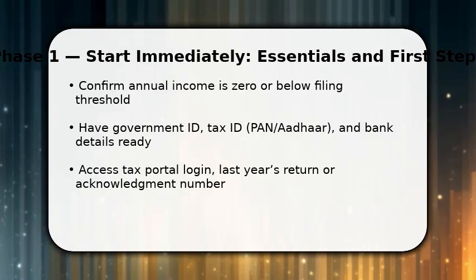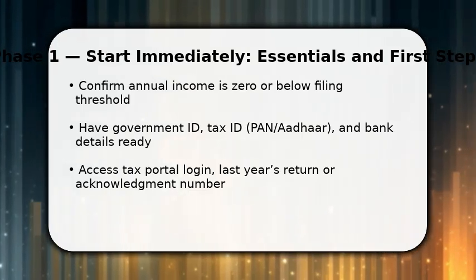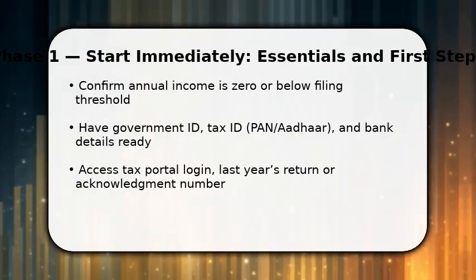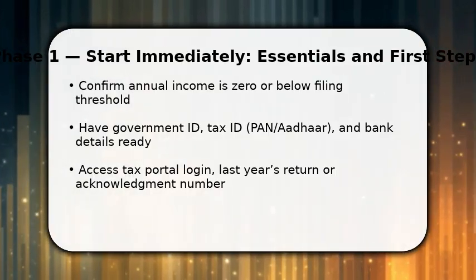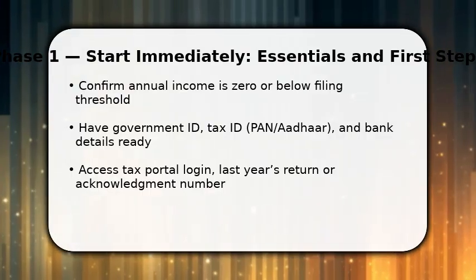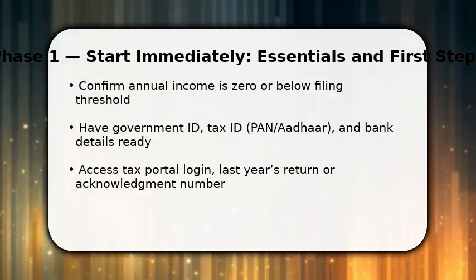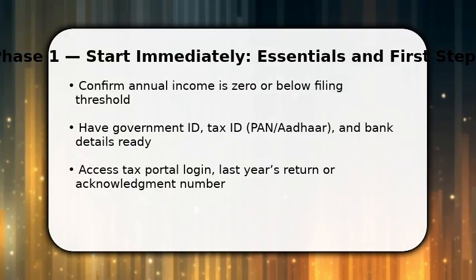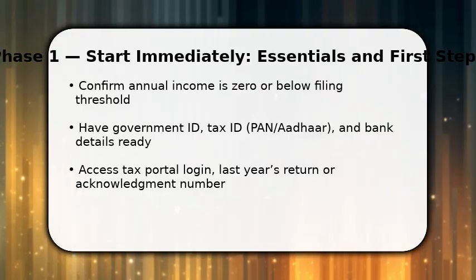Enjoy the video. You start by confirming eligibility. Your total taxable income is 0 or below the threshold. This determines a 0 return. Next, gather ID, tax ID, and bank details so you won't interrupt the form. Once logged into the tax portal, choose the correct assessment year and retrieval option, pre-fill from last year if available.